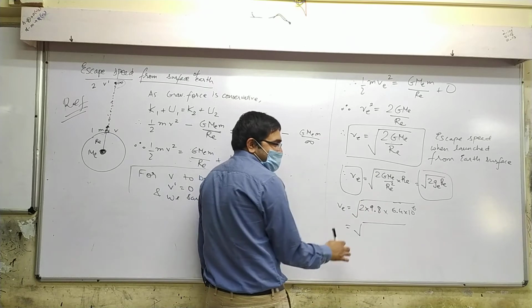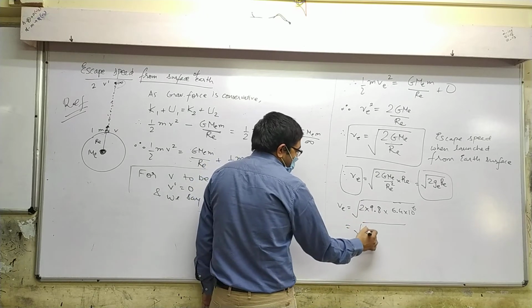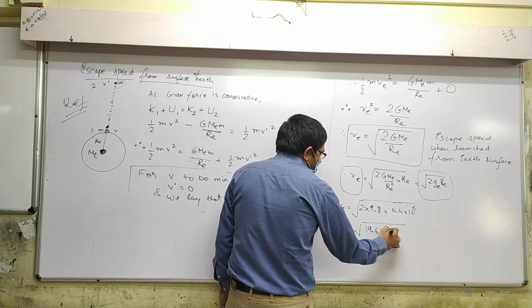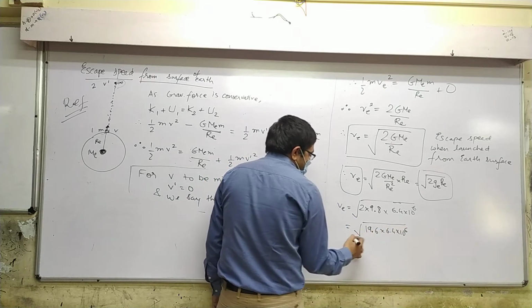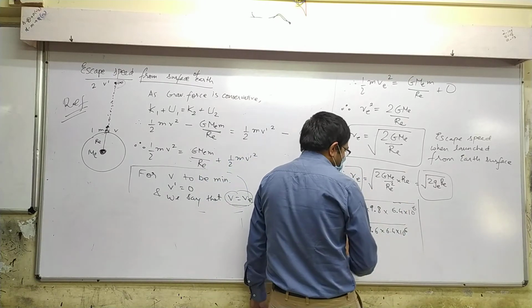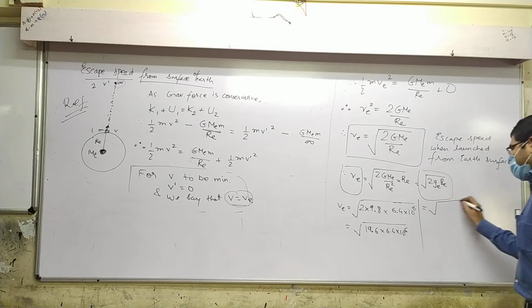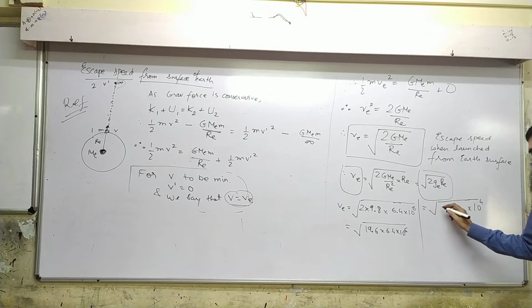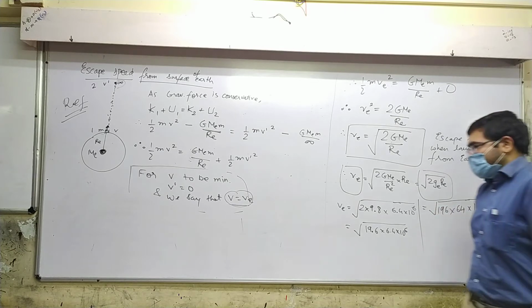2 into 9.8 is 19.6. Very good. Into 6.4 into 10 raised to 6. But you see, it's inconvenient to do it like this. Okay, so I'm going to do it as follows. Have a look here. I'm going to take 2 tens from here and multiply it here. Raise your hand if you understand this step.